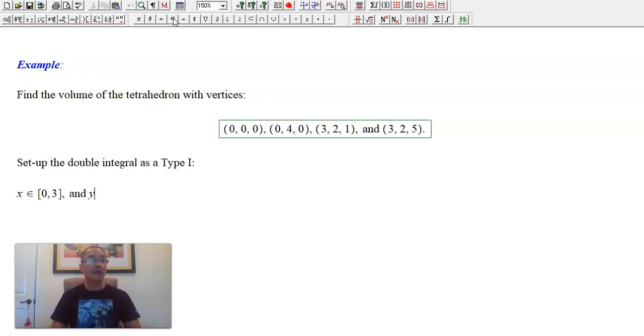And okay, so y is from the line segment, let's just call them L1 to L2.